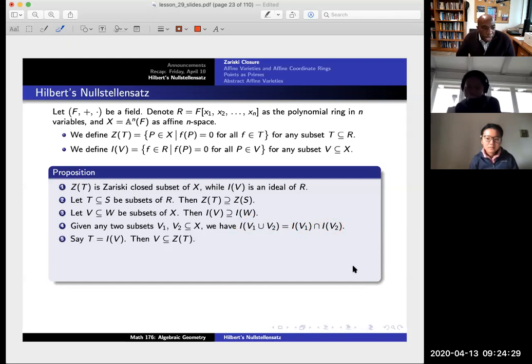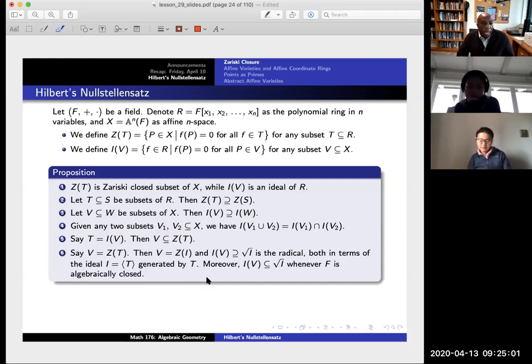Now we have a couple of ways to see how T and V are related. First, let's say that T is the subset corresponding to an ideal. Then this says that V is contained in the zeros of T. Again, this shows this weird kind of duality. So if T looks like I of V, then V is contained in Z of T.